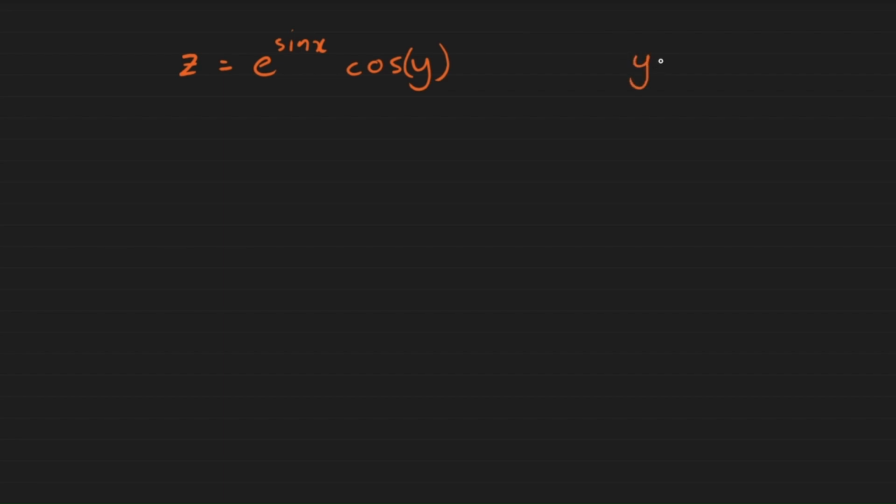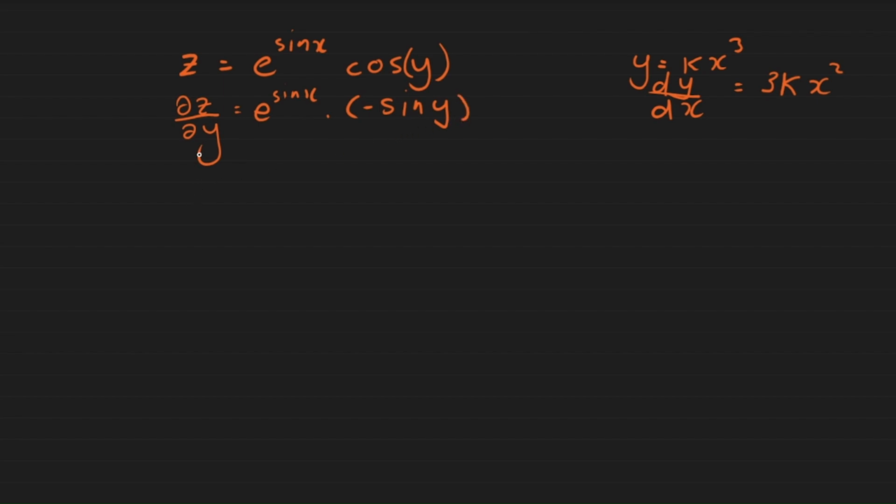Just as a reminder, if we have y is equal to kx cubed, where k is a constant, then dy/dx is just equal to 3kx squared. So the k does not change inside this particular derivative. So if we're finding the derivative with respect to y, then e to the power sine x as a constant just remains as is. So ∂z/∂y is equal to, firstly, the constant e to the power sine x, multiplied by the derivative of cos y, and the derivative of cos is minus sine. So this is fairly straightforward.